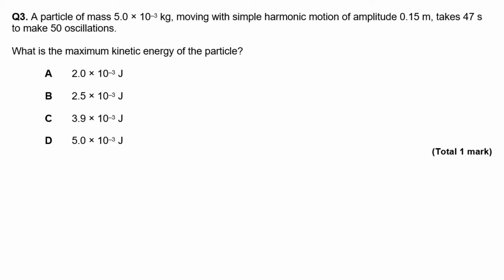So we've got a particle of mass 5 grams, or 5 times 10 to the minus 3 kilograms, and it's in simple harmonic motion, and its amplitude is 0.15 meters, and it takes 47 seconds to make 50 oscillations. What is the maximum kinetic energy? So the first thing I'm going to do is work out what the maximum velocity is, and from there I'm going to work out the max kinetic energy.